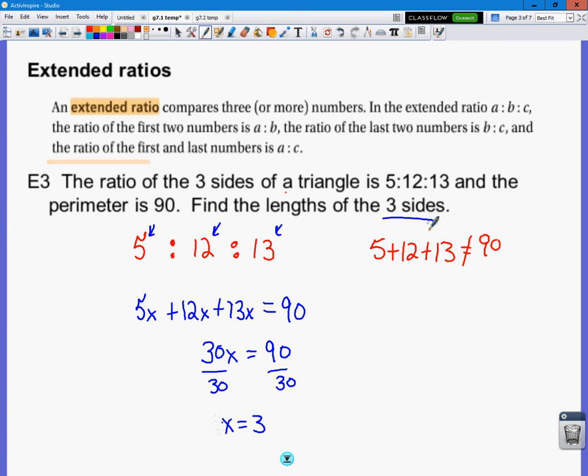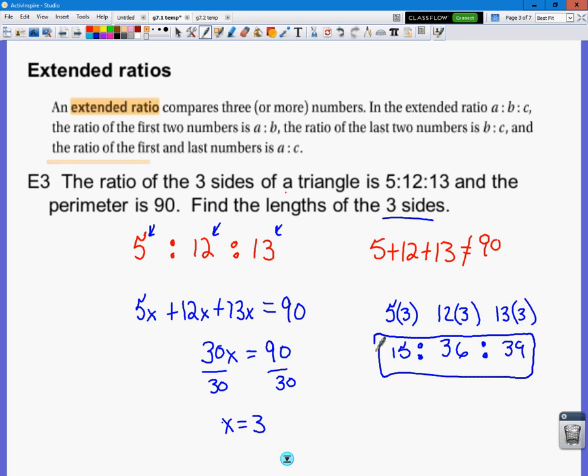It did ask me to find all three sides of the triangle, so I'm going to take 5 times 3, which is 15. I'm going to take 12 times 3, which is 36, and I'm going to take 13 times 3, which is 39. So my sides of the triangle now are 15 to 36 to 39. There are my three sides of the triangle.